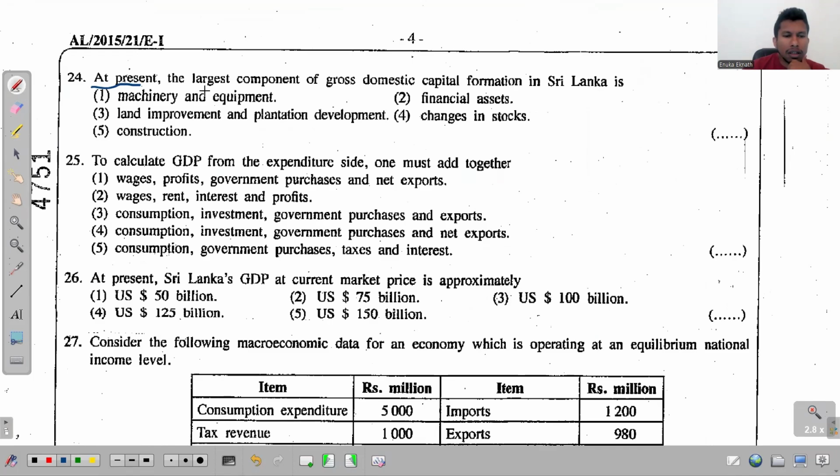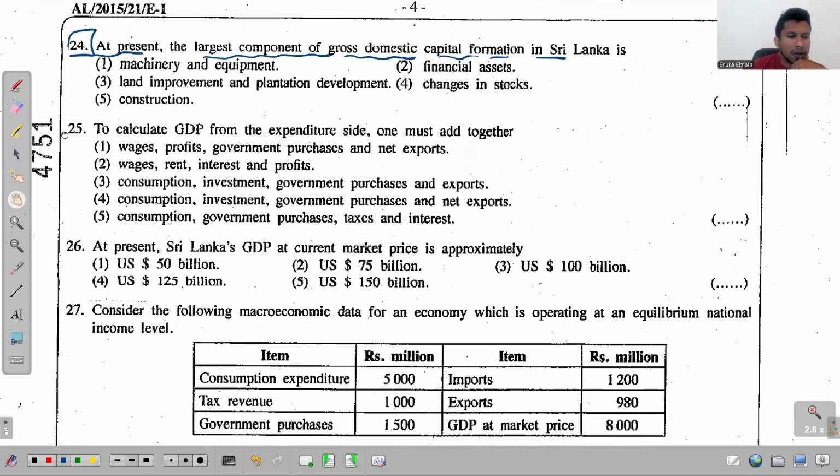At present, the largest component of gross domestic capital formation in Sri Lanka. Okay, I'm not going to discuss these types of questions because they are no longer valid for your A-level year. If you want the answer, there are marking schemes, so no need to discuss. The 25th one.